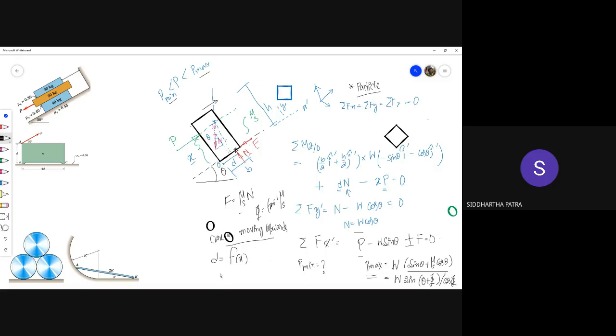So did you get d as a function of x? Yes, sir. Well, what is that? So b by 2 minus h by 2 tan theta, plus within bracket tan theta plus mu into x, that means x into tan theta plus mu.